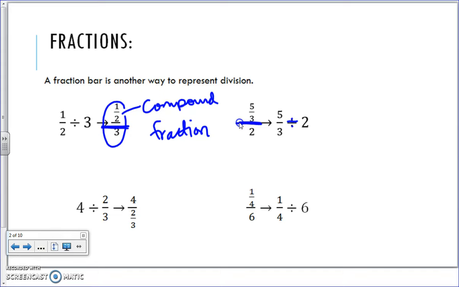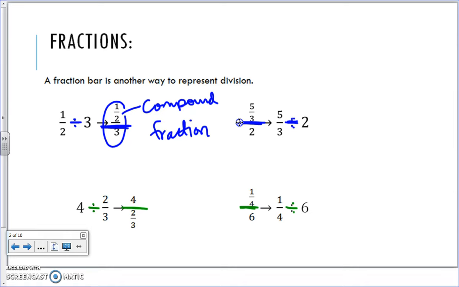Same way here. The divide sign could be represented as a compound fraction, 4 over 2/3, or 1/4 divided by 6 is 1/4 over 6. Where you see the blue and where you see the green, those symbols represent the same thing. They're just written different ways: division, division, division, division. Same way with the green.